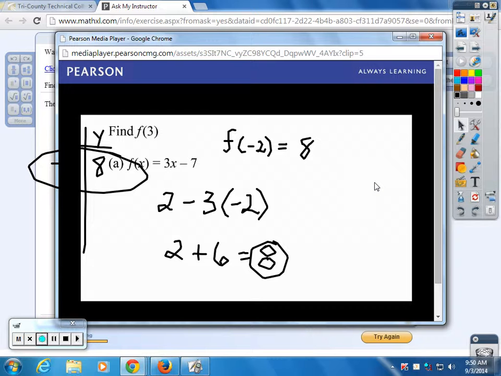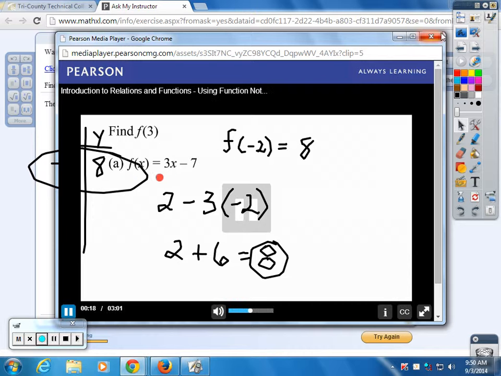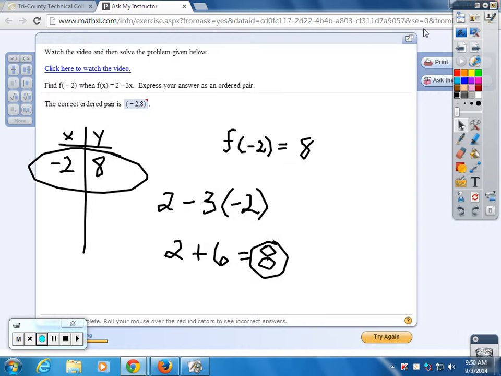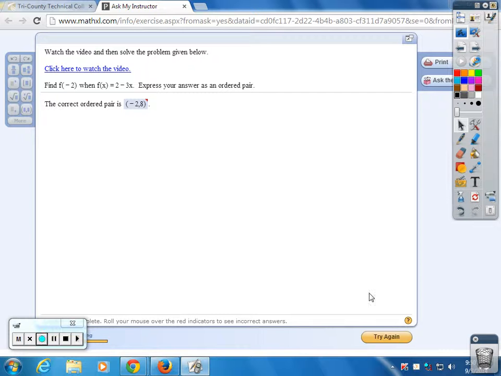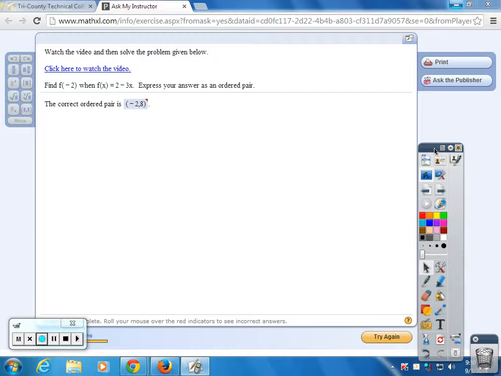F of 3. And what it means is that in the given expression, which in this case is given to us as an equation, f of x equals. All right. So that's good.